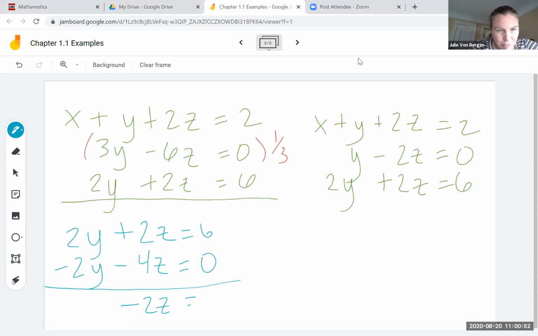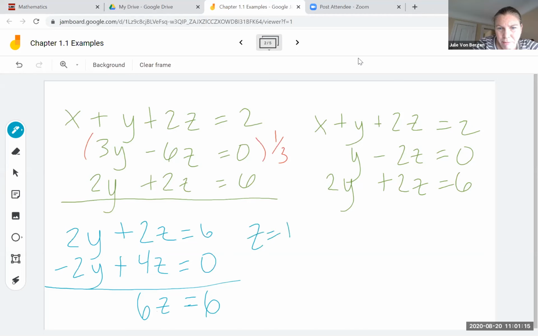I think I missed something here. This is going to be a plus here. See how easy it is to make mistakes when you're working this one out by hand. And then this becomes a 6z. We get 6z equals 6. All right, so now we can divide both sides through by 6 and get z equals 1.